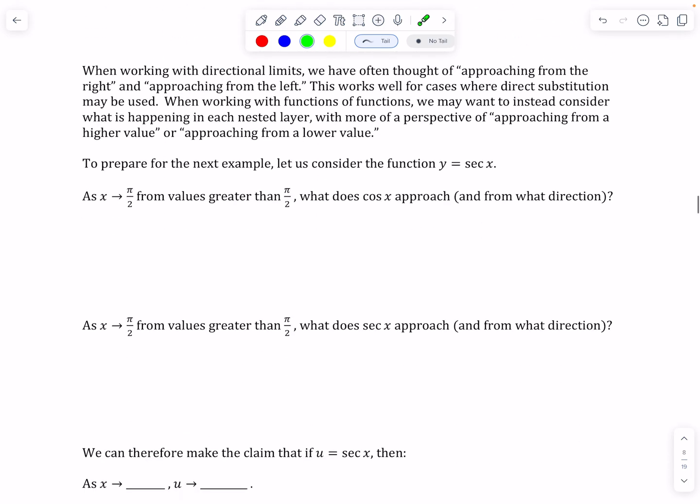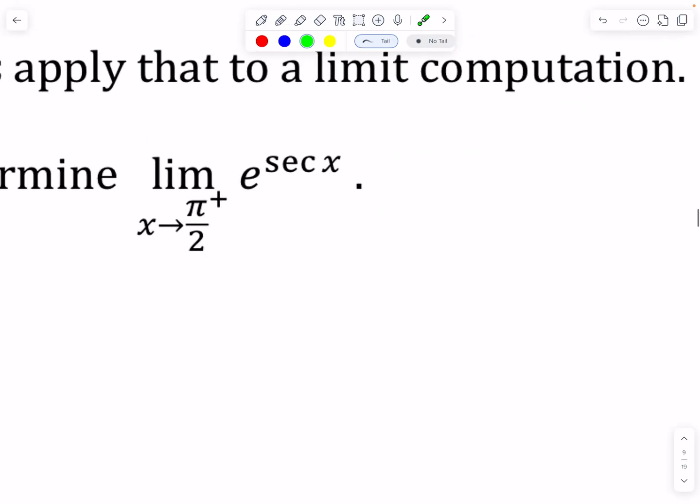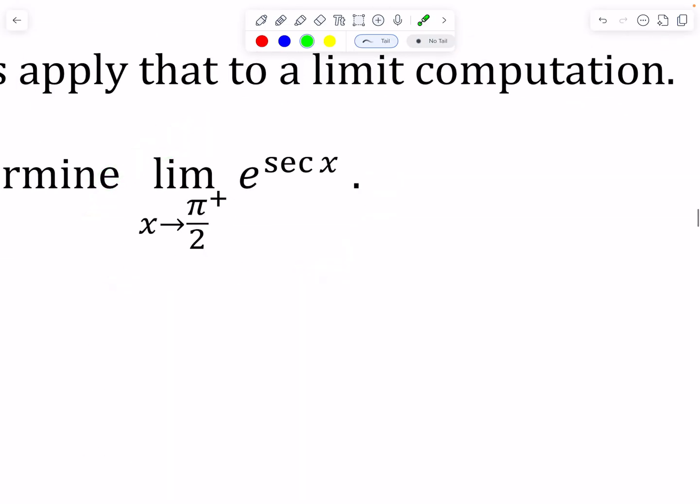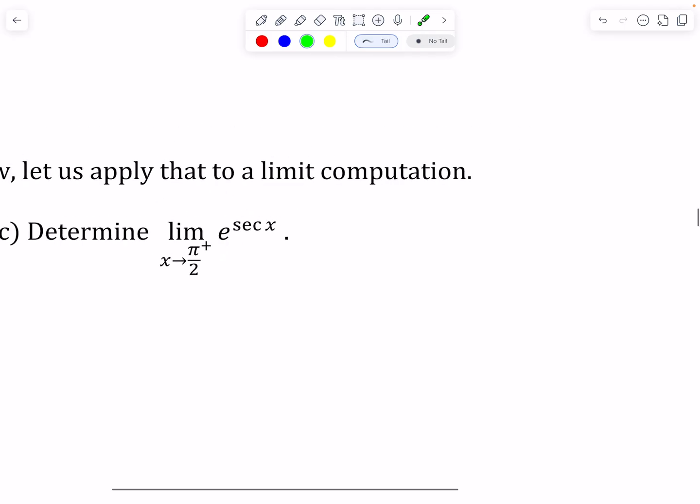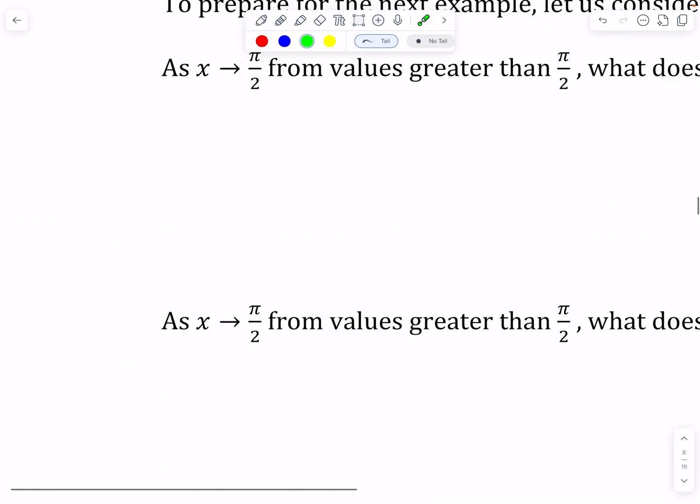So this next example, we're eventually going to get to here. Here's our next page. We're not there yet, but that's what we want to evaluate. We want to figure out what e to the power of secant of x is approaching as x approaches pi over 2 from values higher than pi over 2. Or in a sense, from the right, but try not to think of it that way.